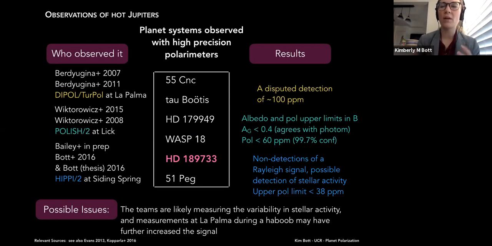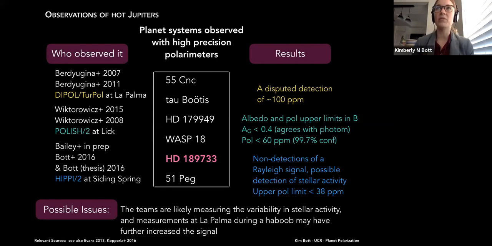It was around 100 parts per million, so really just at the maximum that you might expect from any hot Jupiter. It would be an extraordinary case if that was the polarization. In follow-up work from other groups, the Polish group and the HIPPI group, those groups were not able to reproduce those levels of polarization from the system. So they had non-detections that produced upper limits to the albedo and the polarization.